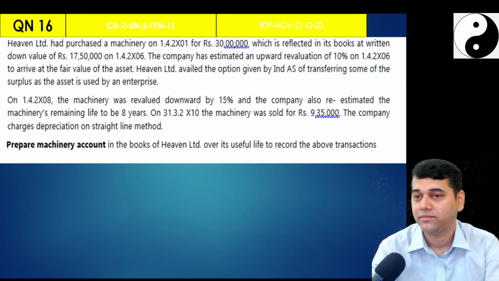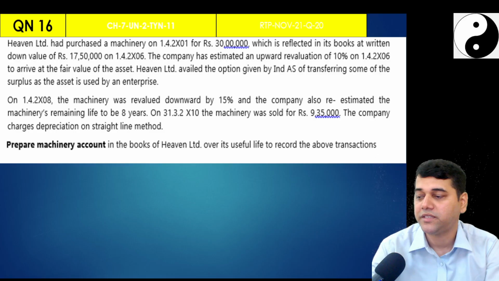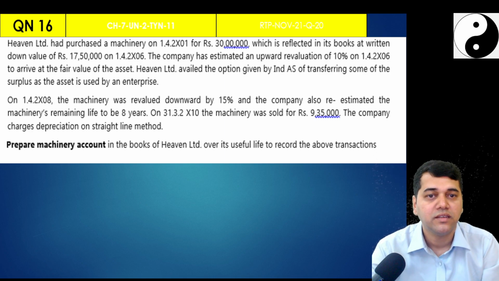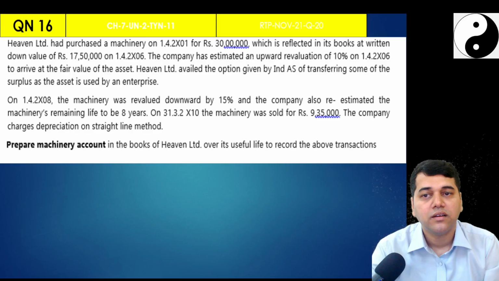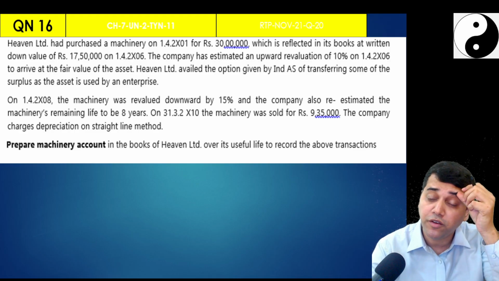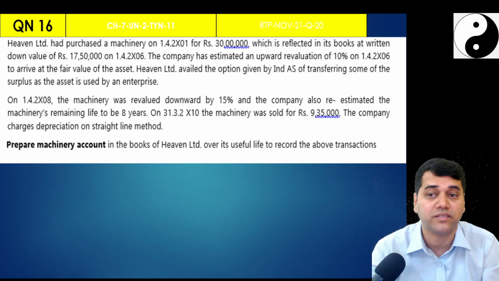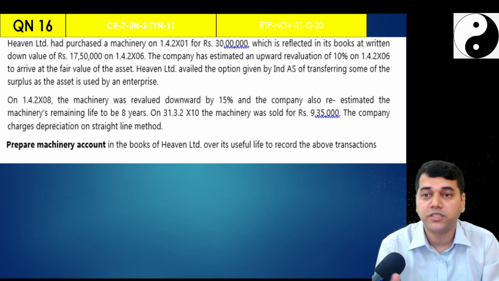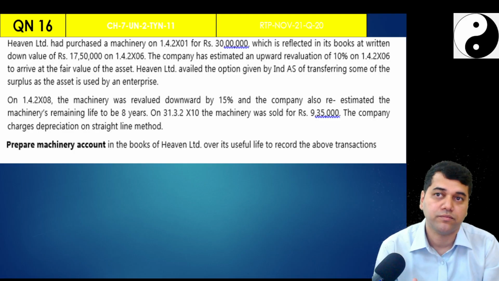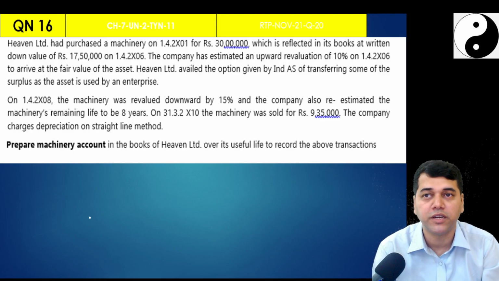Yes, good. Now Heaven Limited purchased a machinery on 1st of April for 30 lakhs, which is reflected in its books at a WDV of 17.5 on 1/4/2006. So in 2001 it purchased, then 2, 3, 4, 5, 6. After 5 years down the line, it was 17.5. So we understood the difference is the accumulated depreciation.